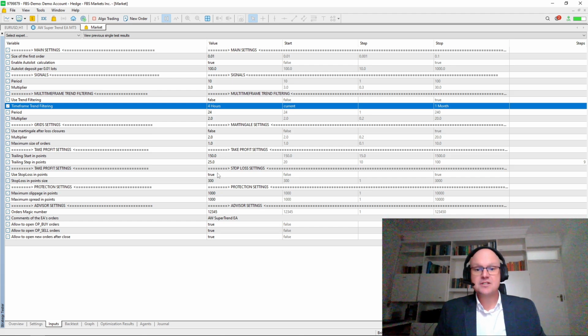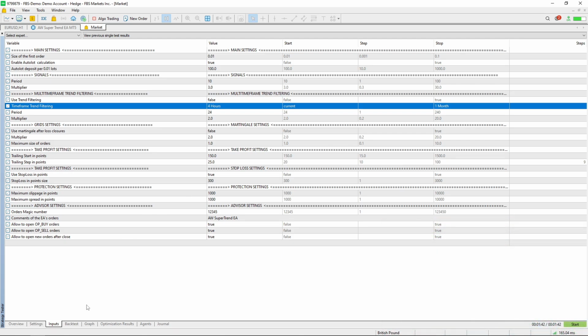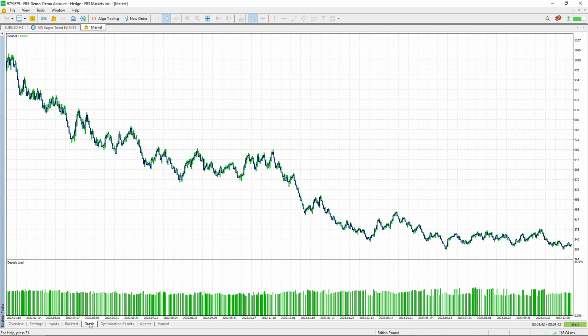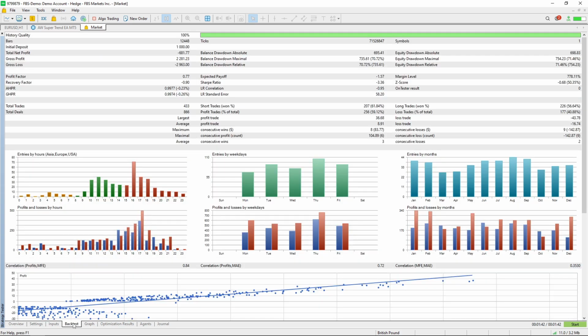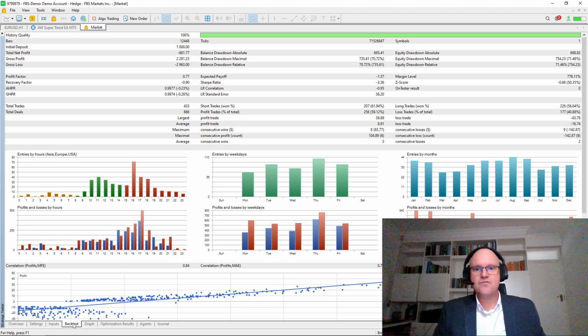It does offer a lot of customization, but if we run the robot on default, and I've already run the test for us, we'll see that unfortunately it isn't able to deliver a nice result. In the end, it lost quite a lot of money, even though it used the stop loss and take profit function, because of the high quantity of false signals that the indicator gives on default. In the end, we lost over $680 in this 24-month period.